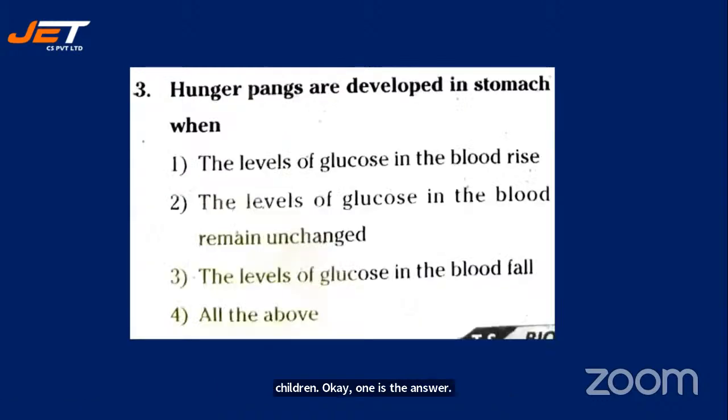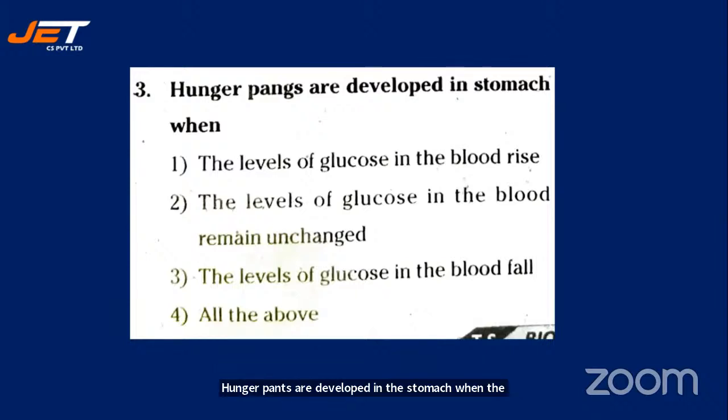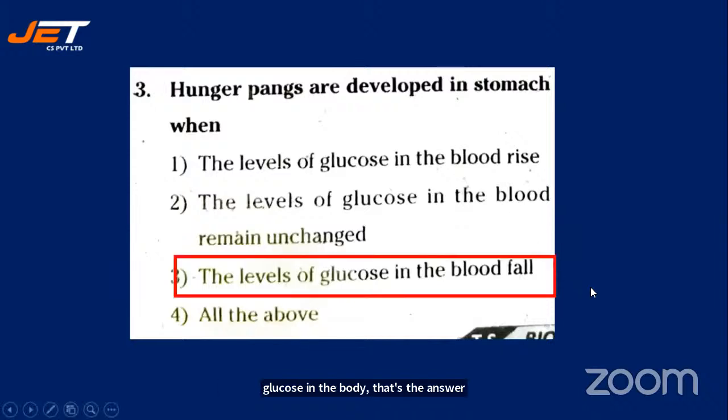Then, hunger pangs are developed in stomach when? See, when we feel hungry actually. Hunger pangs are developed in the stomach when the levels of glucose in the blood rises, the levels of glucose in the blood remain unchanged, the levels of glucose in the blood falls down, or all the above? What's the answer? When we feel hungry, when we are not having enough glucose in the body, that's the answer. So levels of the glucose in the blood falls down, then we'll feel hungry. Am I right? So it is the answer.